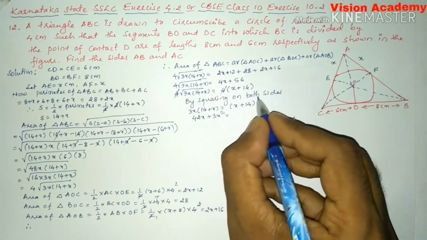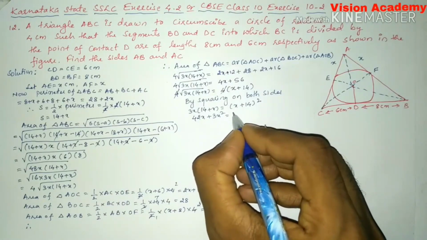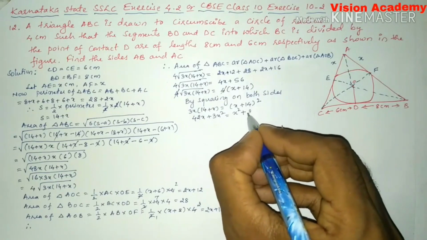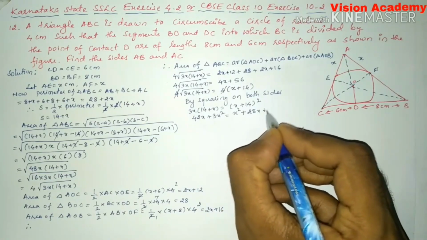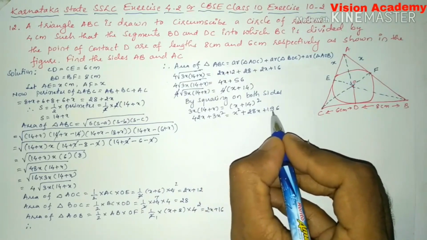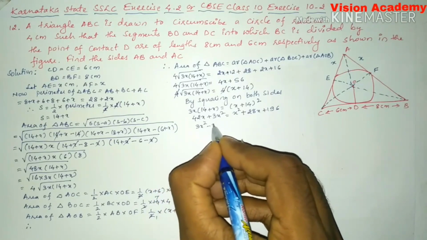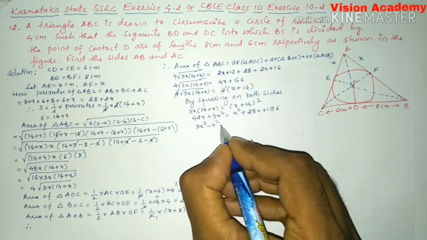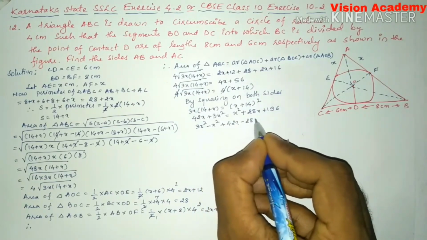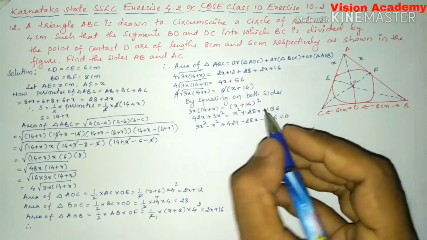so this is in the form of a plus b whole square, a square plus b square plus 2ab form. So here we'll write x square plus 28x plus 196. Now transfer these terms from RHS to LHS. Now it will become 3x square minus x square plus 42x minus 28x and minus 196 is equal to 0.